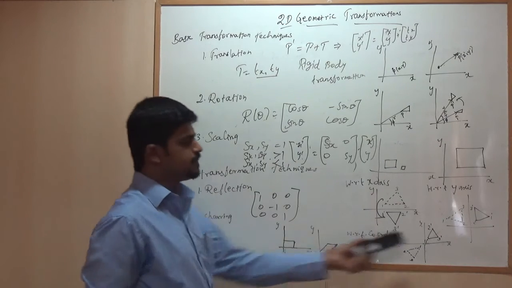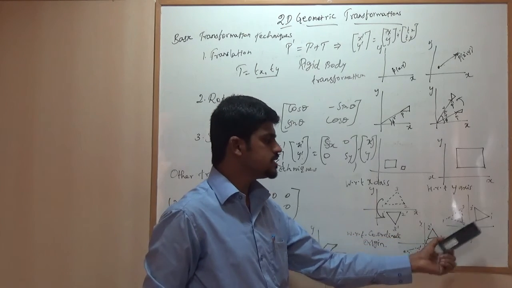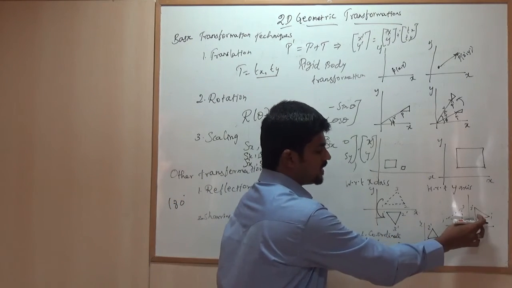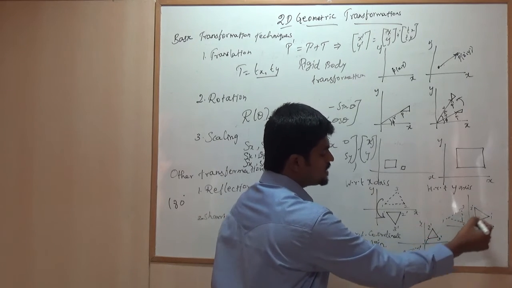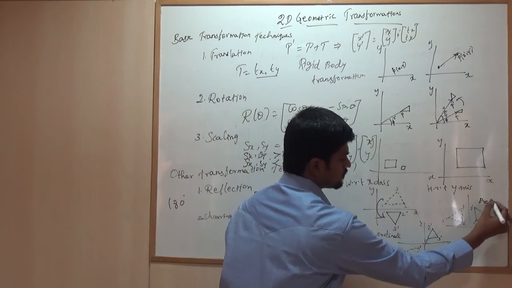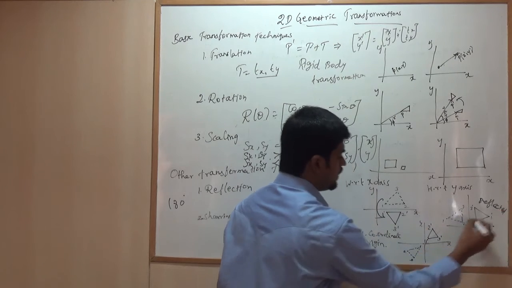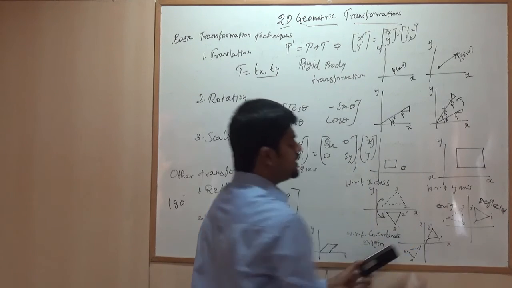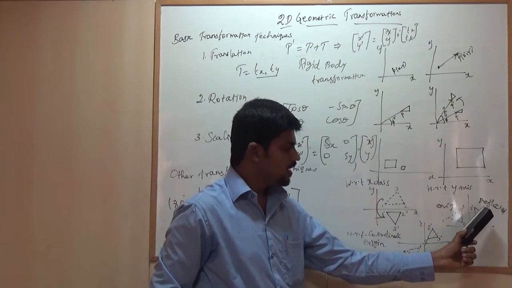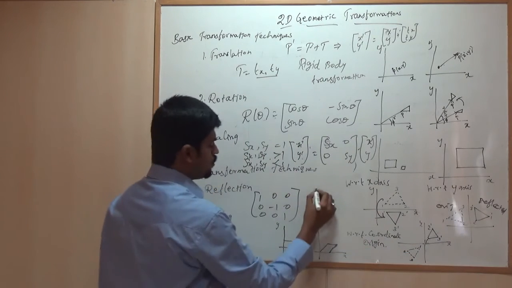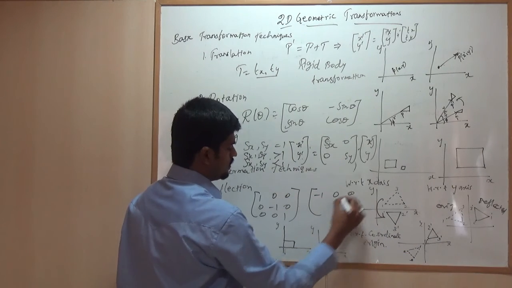With respect to the x-axis and y-axis, this is the original position, and this is the reflected position, represented as 1 dash, 2 dash, 3 dash, which will be the reflected position. This is the original position. So for this, the value of y remains the same, and here the value of x will be flipped. So for that we can write the matrix like this.